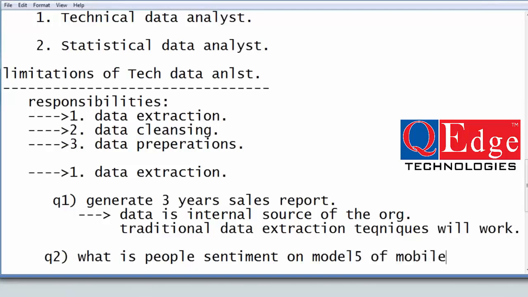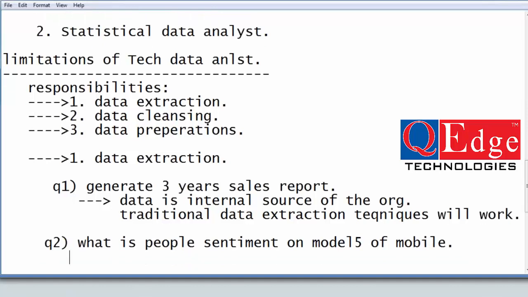He is not asking for the customer reviews of existing customers of your model 5. What are people talking about this model 5, whether it is a good product or bad product? That means what kind of sentiment the people have about my product. In this area, your client is interested. Based on this people sentiment, he will be effectively designing the sixth model. That is his goal here.